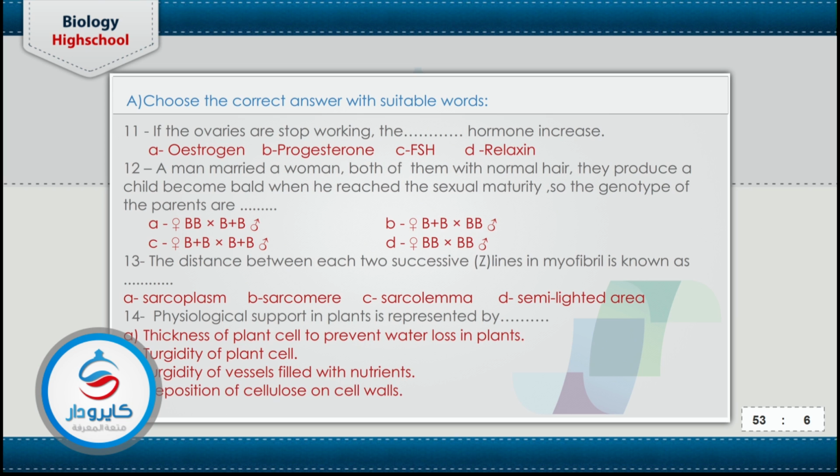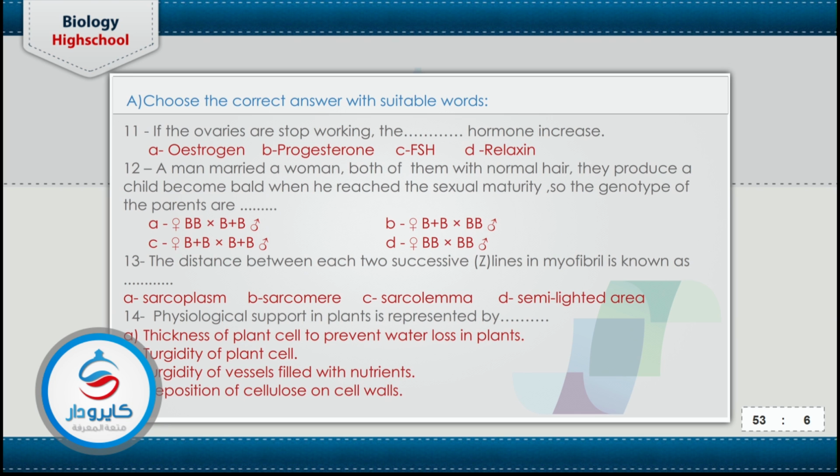Also, number D is not related to the removal of the ovary, because relaxin is a hormone secreted during pregnancy or in the last months of pregnancy. But the hormone secreted from the anterior lobe of the pituitary gland is FSH hormone. So if the ovaries stop working, the FSH hormone increases.